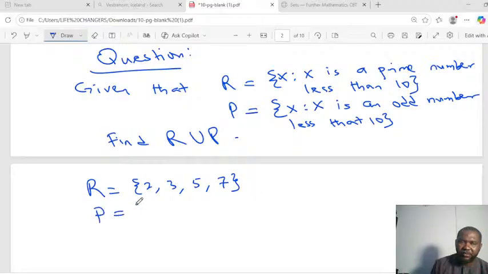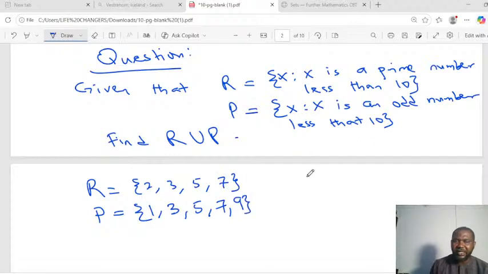Then P is odd number less than 10. Odd number starts with 1. So you have 1, 3, 5, 7, 9. I will stop at 9 because they say less than 10. Remember what a prime number is: any number that can only divide itself. It cannot divide any other number. Odd numbers are numbers that are not divisible by 2: 1, 3, 5, 7, 9.